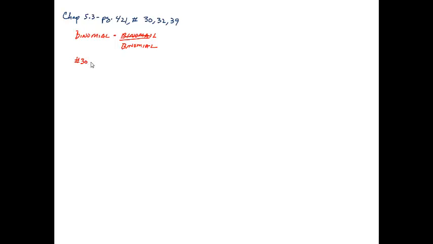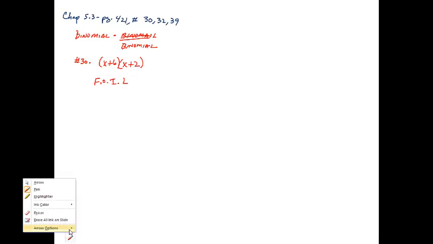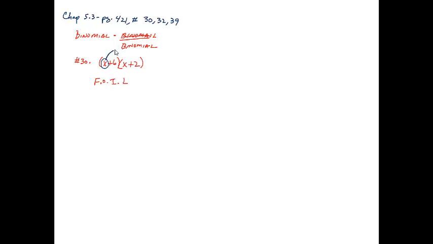Let's start by looking at number 30. We're on page 421, the chapter review, and it says x plus 6 times x plus 2. Well, let's do this problem using FOIL. So FOIL basically comes down to the following. Each term in the first group must multiply each term in the second group.